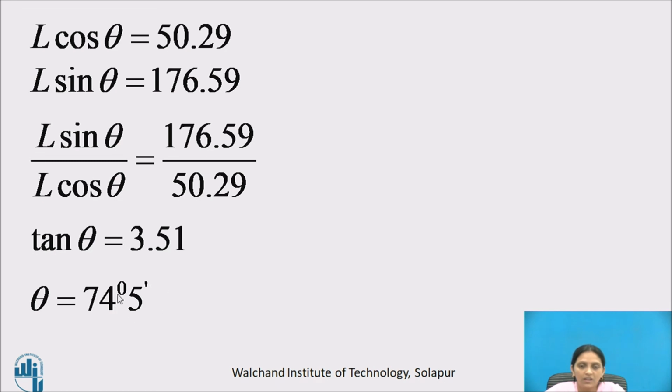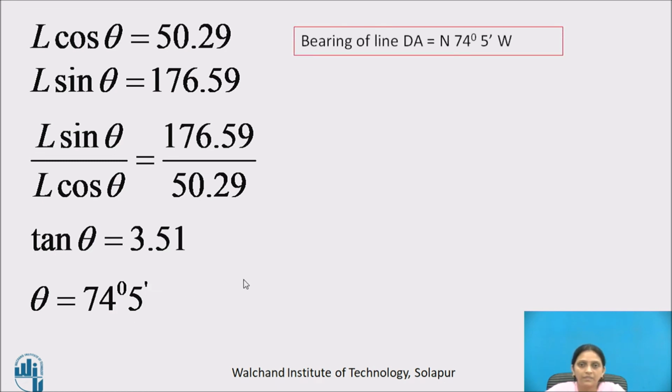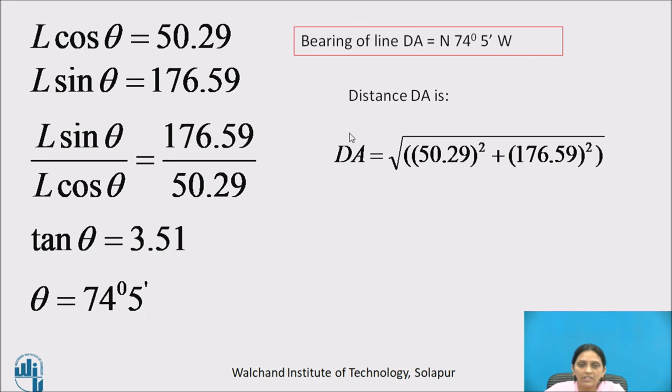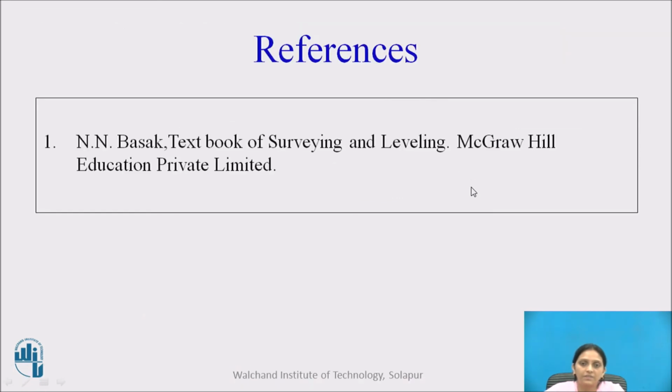So this is the bearing of the line, 74 degree 5 minute. Now the bearing of line DA is north 74 degree 5 minute west, because its latitude is plus, so it is along the north direction, and its departure is negative, so it is along the west direction, so it is in the northwest quadrant. Now find the distance DA. We have a horizontal distance of 50.29 and a vertical distance of 176.59, and it is the square root of 50.29 squared plus 176.59 squared, and the length of DA is 183.61 meters.